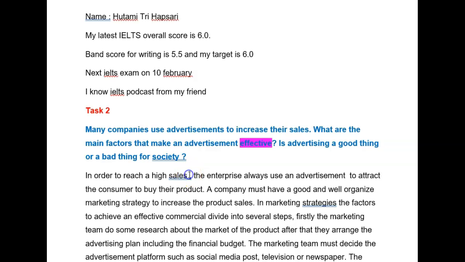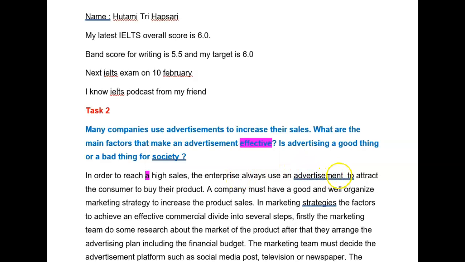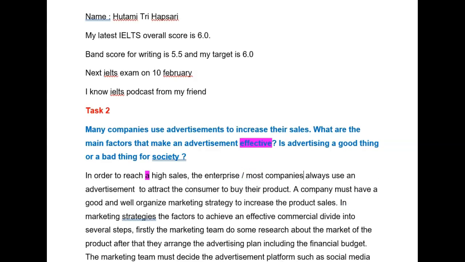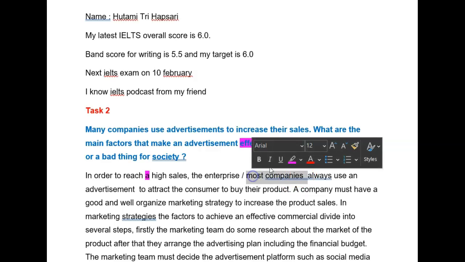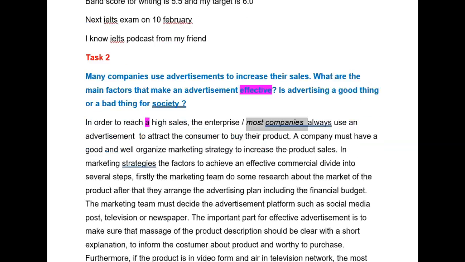In order to reach high sales, now you don't need a high sales, just because it's plural. In order to reach high sales, the enterprise, I think maybe enterprises, maybe or companies, always use an advertisement to attract the consumer to buy their product. Okay. Either the enterprise, no, I think you'd better just say companies, most companies. I'm going to put the corrections in here. Most companies. Most companies always use an advertisement to attract the consumer to buy their product. Good. A company.